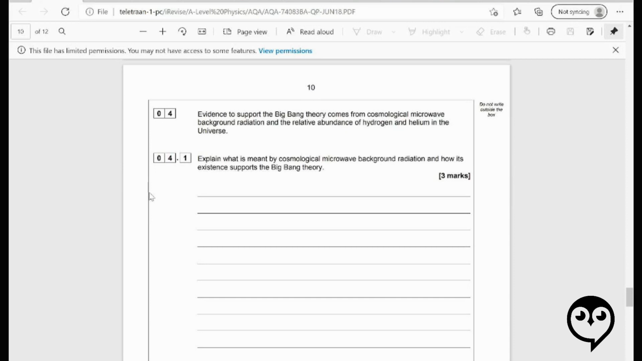Okay, I've got another cosmology question. We haven't seen too many Big Bang ones. We've got evidence to support the Big Bang that comes from cosmic microwave background radiation and the relative abundance of hydrogen and helium. What is meant by CMBR, and how does its existence support the Big Bang theory?